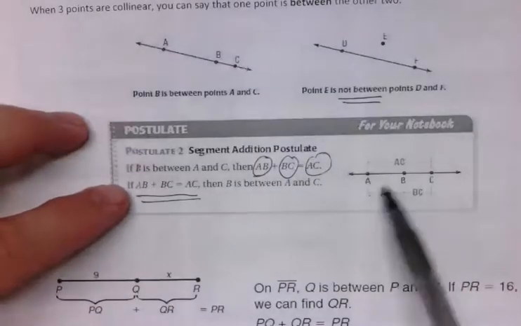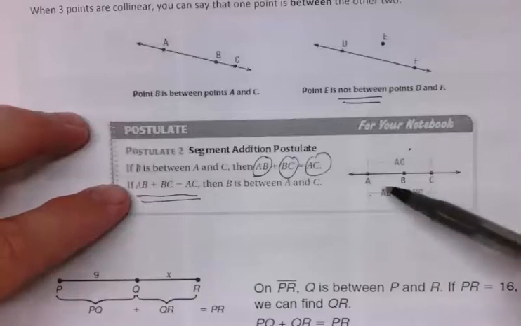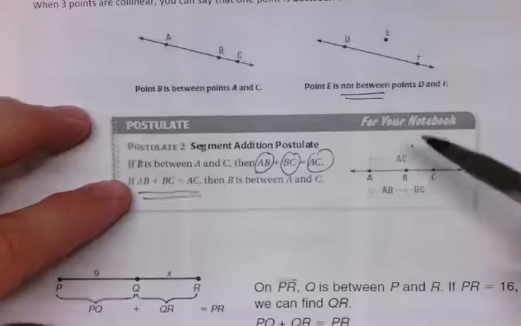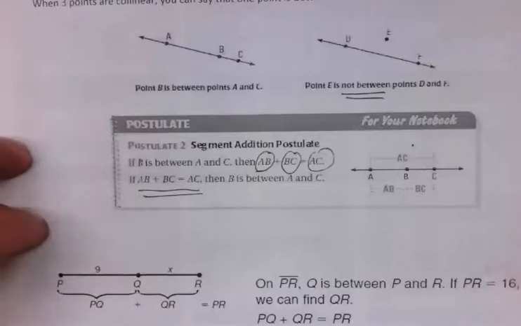Sometimes they're going to give you the two little ones and you have to find the big one. Sometimes they'll give you the big one and one of the little ones and you have to find the other little one. And sometimes they don't give you any of them and you have to use a little bit of algebra to figure it out, and that's what we're going to practice here. So we'll do a couple different kinds of examples and hopefully it'll make sense as we do them.